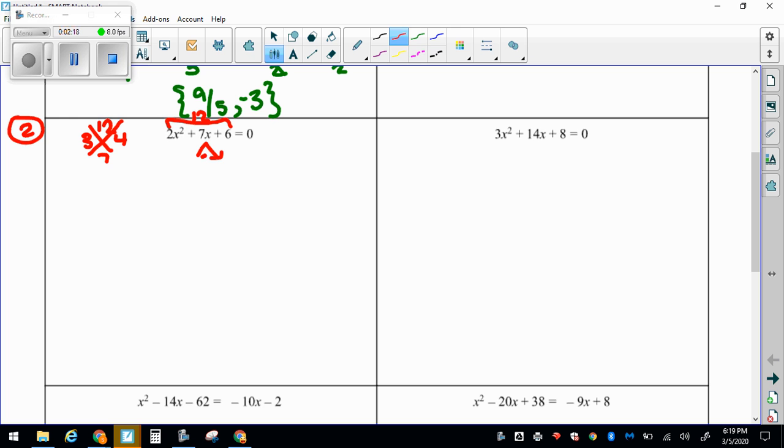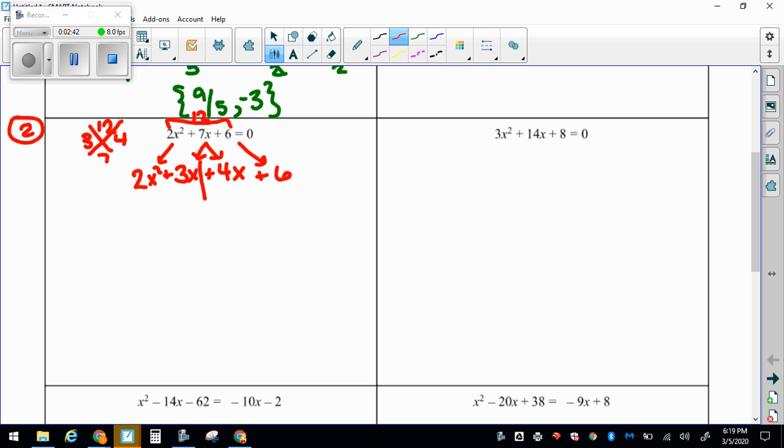So I am going to split the middle. I'm going to do 3x and 4x, both of them positive. I'm going to bring down the 2x squared. I'm going to bring down the plus 6. And now that I have 4 terms, I'm going to factor by grouping. I'm going to cut this in half right here, and I'm going to find the GCF between these guys.